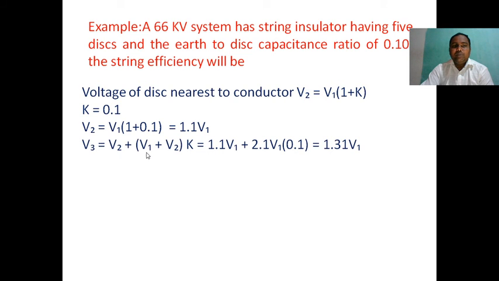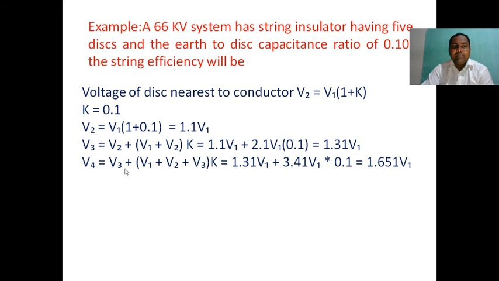V3 is equal to V2 plus (V1 plus V2) of K. You must remember this point and this equation. If you are using V4, V4 is equal to V3 plus (V1 plus V2 plus V3) of K. If you are using V5, V5 is equal to V4 plus (V1 plus V2 plus V3 plus V4) of K. If you are using V6, V6 is equal to V5 plus (V1 plus V2 plus V3 plus V4 plus V5) of K. This is the formula. V3 is equal to V2 plus (V1 plus V2) of K. Already we know the V1 value and the V2 value, so we get V3 is equal to 1.31 V1.